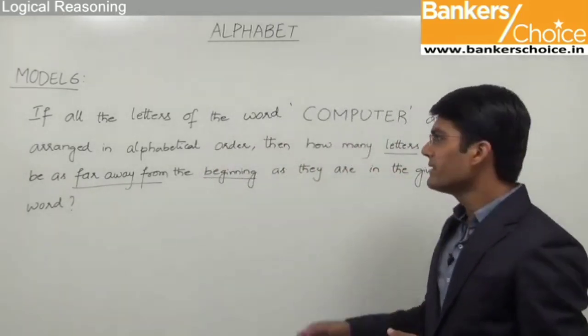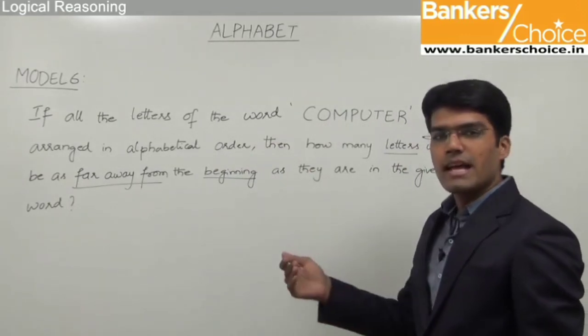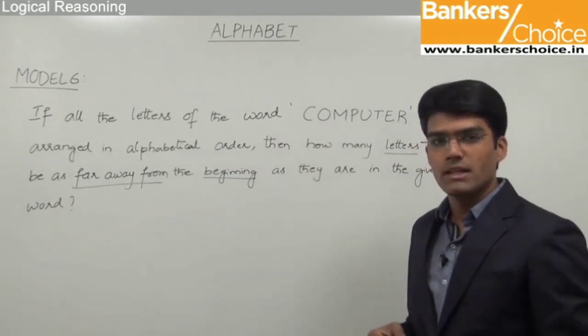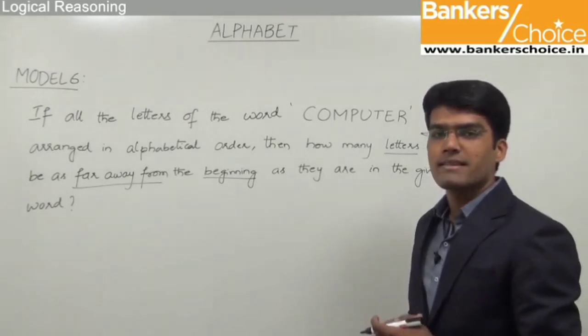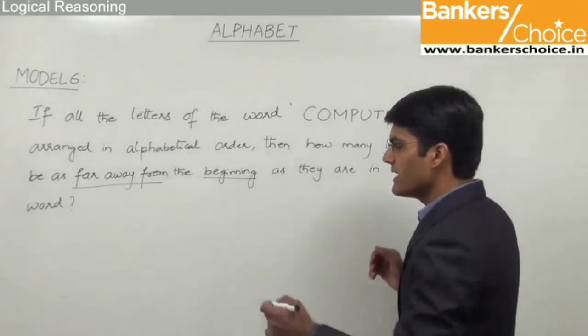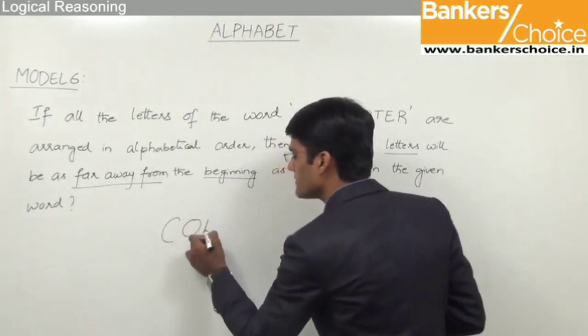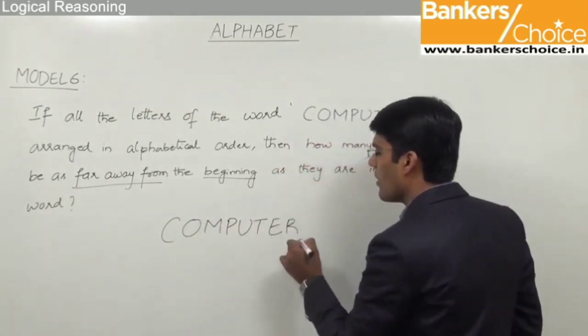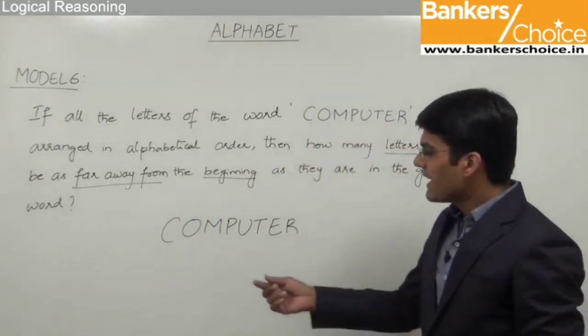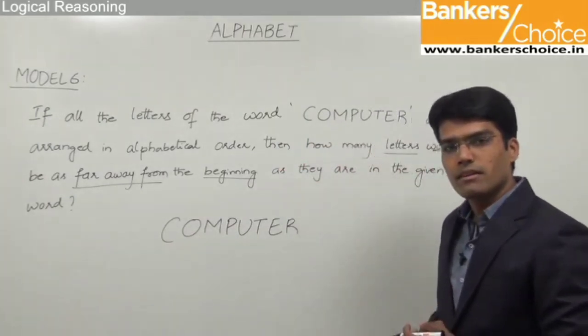So what we need to do here is arrange all these letters as per the alphabetical order, and then find out how many of the letters remain as far from the beginning as they are in the given word. So let's take the given word computer, and now, as given in the question, let us arrange these letters in the alphabetical order.